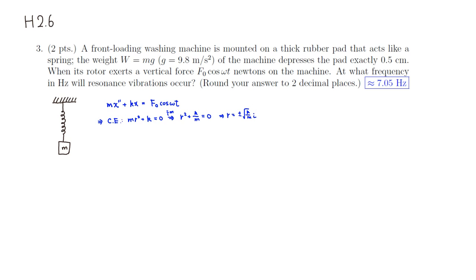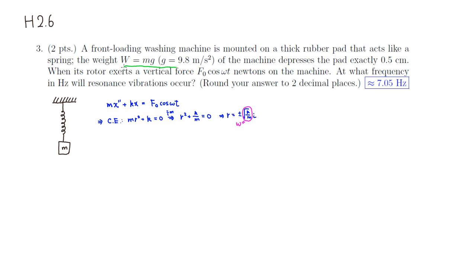If you want to find the natural frequency, it would be the square root of k over m. This is in radians per second. All right, so let's find that first. Then here there's a hint.